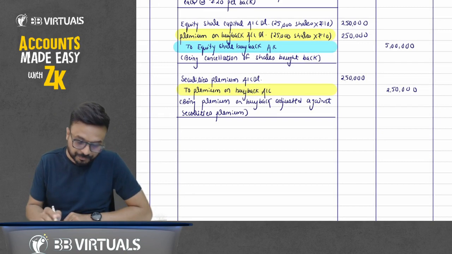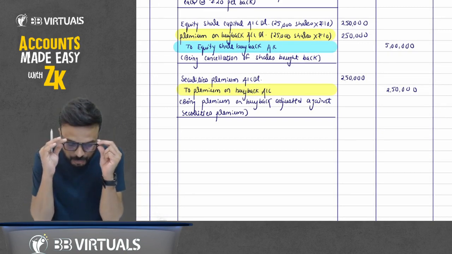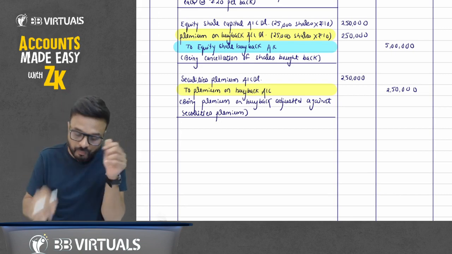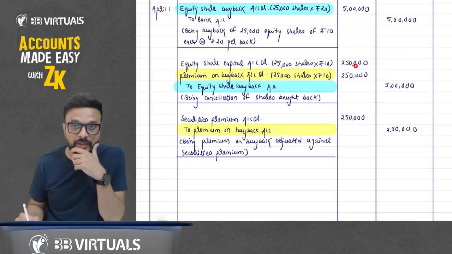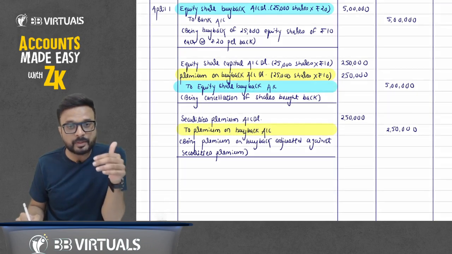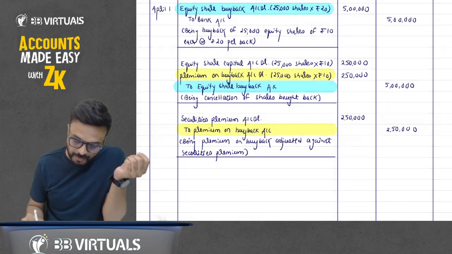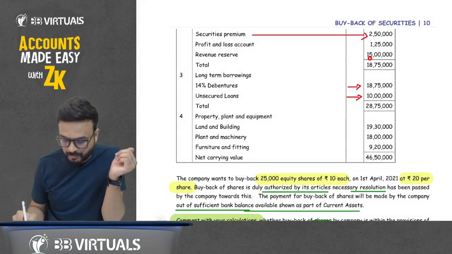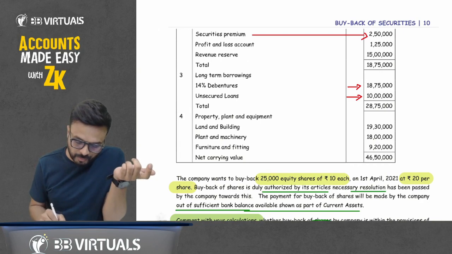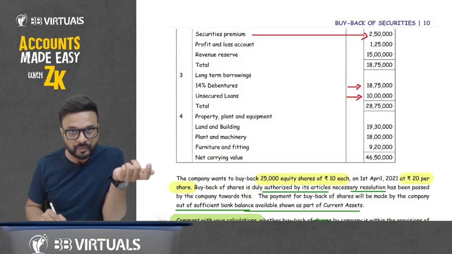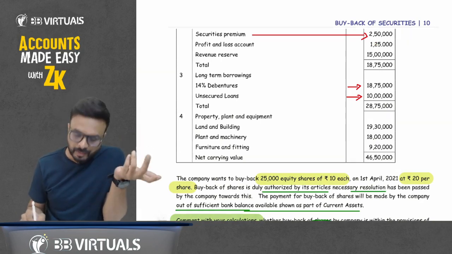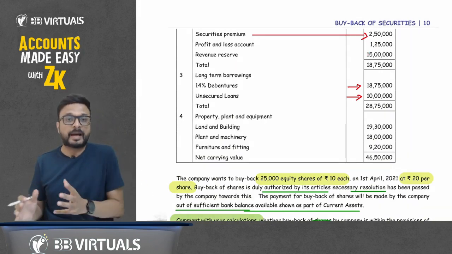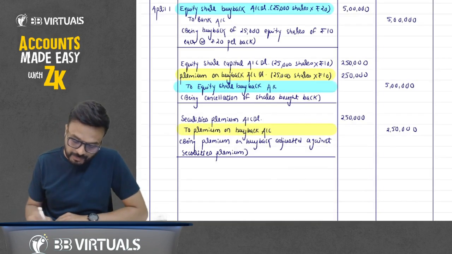The last entry: as nothing is mentioned about the issue of shares in the market, it means that it is out of profit only. So what is the face value of buyback of shares? It is 2,50,000. So this much amount we have to transfer to CRR account. How much do we have in revenue reserve? We have 15 lakh. So we will utilize 2,50,000 from revenue reserve. Alternatively, you can utilize 125 from profit and loss account and 125 from revenue reserve. You can do that. You can utilize revenue reserve account alone because there is enough balance in it.